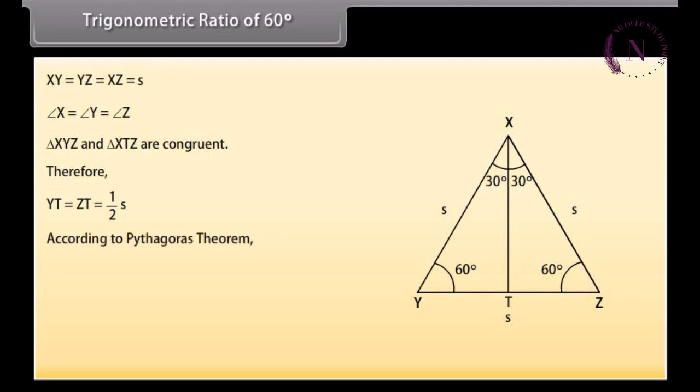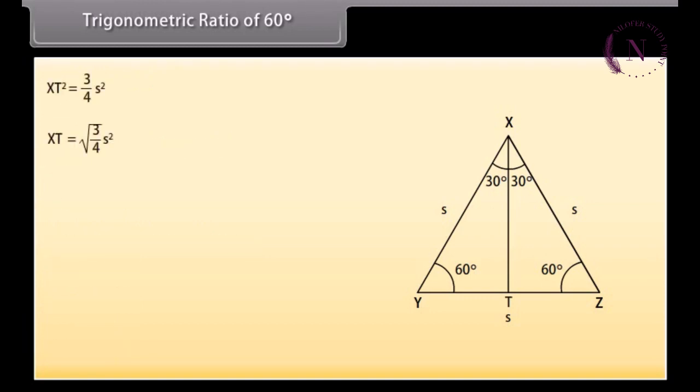According to Pythagoras' theorem, XT square plus YT square is equal to XY square. By substituting the values, we get XT square plus 1 upon 2s whole square is equal to s square. By calculating it, we get XT is equal to square root 3 upon 4s square, which is square root 3 upon 2s. Sine 60 degree is equal to XT upon XY, which equals square root 3 upon 2s upon s, equals square root 3 upon 2.